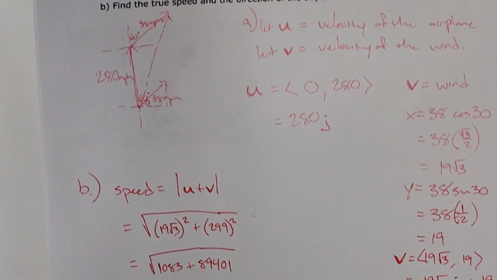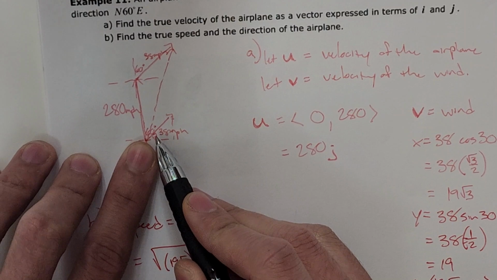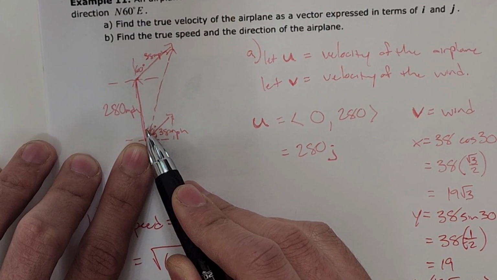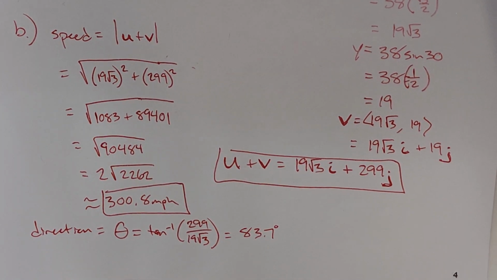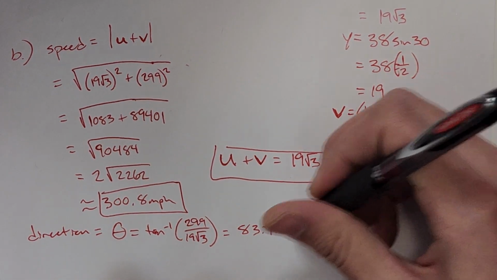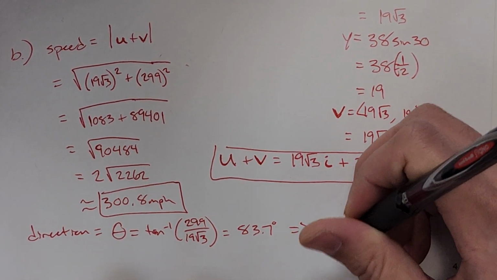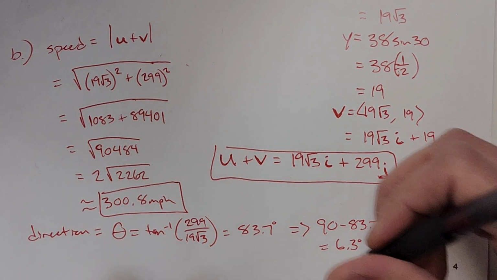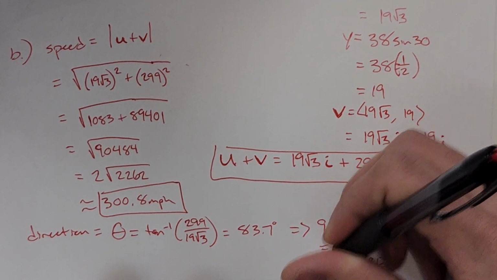Now again, remember that I just found this angle right here. So in order to express our direction in bearing notation, we need to find this little angle up here. And so we're going to subtract that from 90 to find that little angle there. And so the complement of 83.7 is about 6.3. So I'm going to take 90 minus 83.7. We get about 6.3 degrees. And so the true direction of the airplane is 6.3 degrees east of north. And this is our answer.